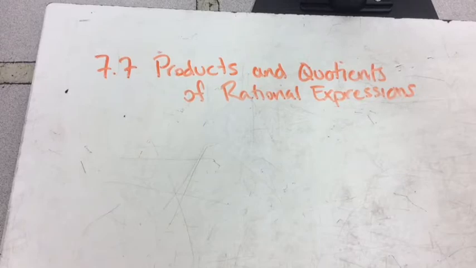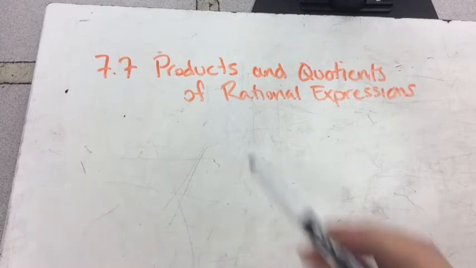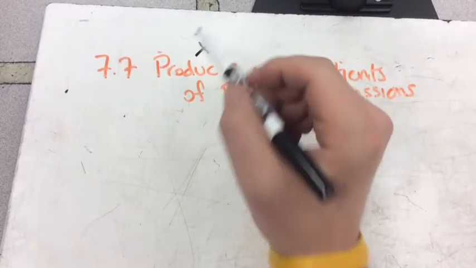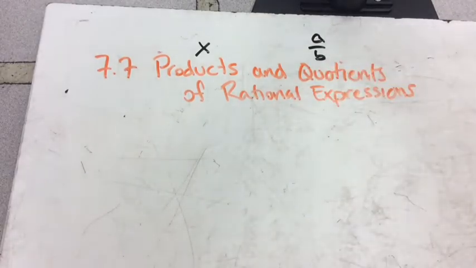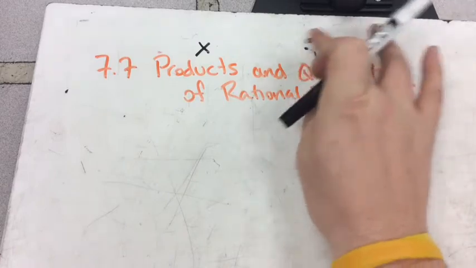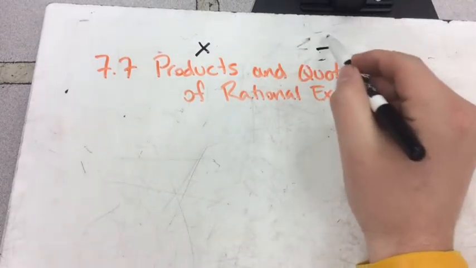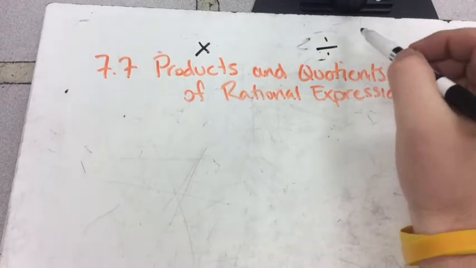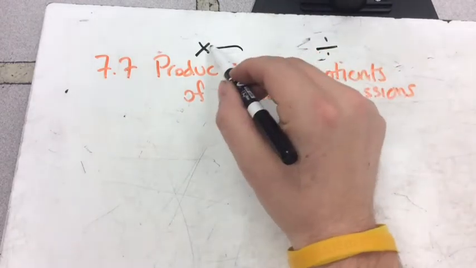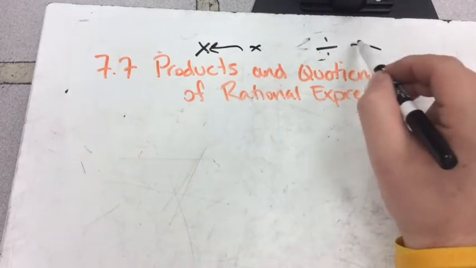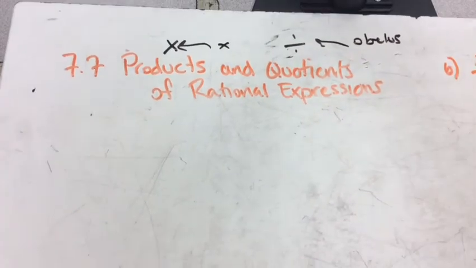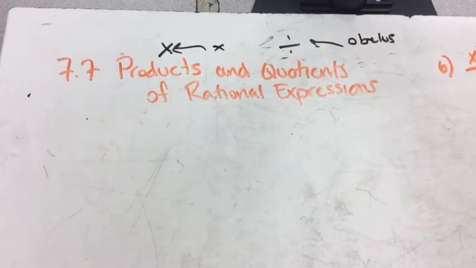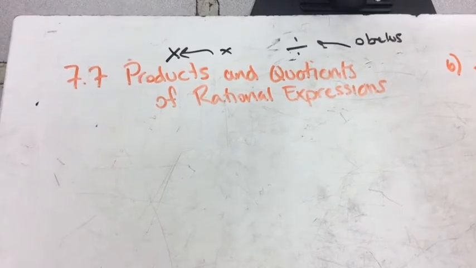Okay, products and quotients of rational expressions. When we're talking products, what we mean is multiplication, and by quotients we mean divisions. Or actually, let's put the division sign. For you folks that don't know, this sign right here is called, well, this is an X. I hope you guys know that one. This one is called an obelus. Obelus. Cool.